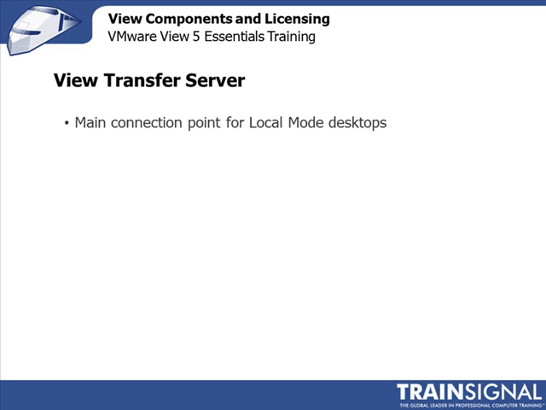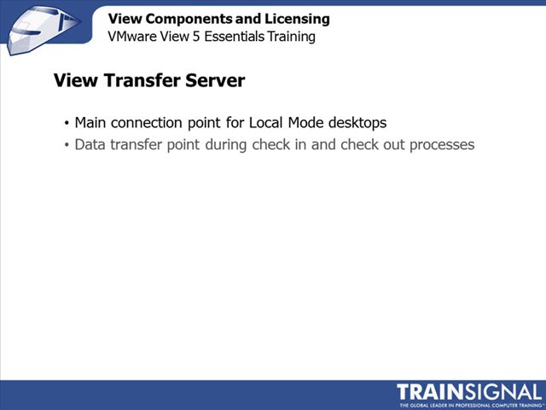The View Transfer Server. Now it's the main connection point for the local mode desktops. So local mode, as I mentioned earlier, is the ability to take and run a virtual desktop on a local laptop or PC and have all the processing happen there and essentially check that virtual desktop out and be able to take it with you offline. So say if you were in an airplane or a sales professional roaming about the country, you'd be able to take your virtual desktop with you, and then when you're back in the office, be able to synchronize those changes back up in place. So it's the data transfer point to do that check-in and check-out of the process.